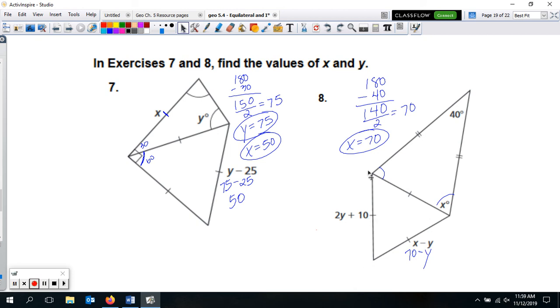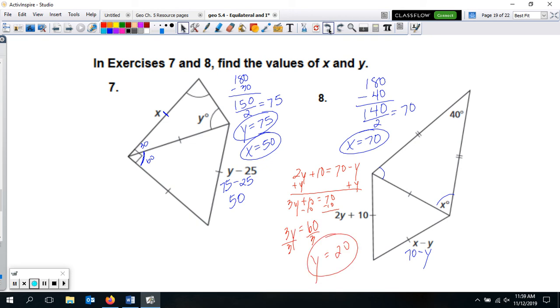Now what we have is that these two sides are exactly the same. In fact, all of them are exactly the same. If this is congruent to this one and they both have a y in them, we can set these equal to each other to solve an equation. So we can set up our equation like this: 2y plus 10 for this one is equal to 70 minus y here, and then just solve the equation for y. We'll start by adding y to both sides, getting 3y plus 10 is equal to 70, then subtract 10 from both sides to get 3y equal to 60, and then divide by 3. 60 divided by 3 gives us 20. So there you go, y is equal to 20.